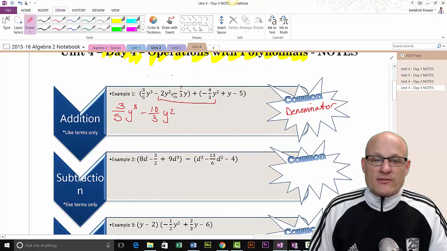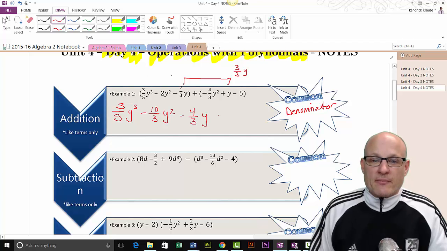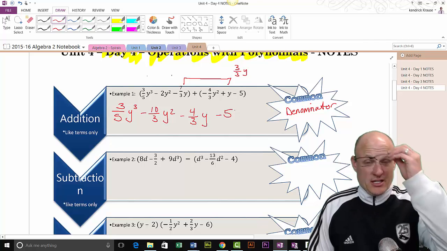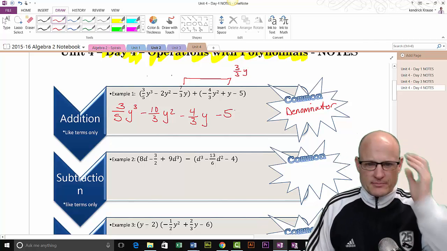Now I've got the y squareds together. Now I'm going to put the y's together. So I'll put the y's together here. -7/3 y, and this is going to be 3/3 y. So -7 plus 3 is -4/3 y, and then -5. So there's really nothing to do there. I didn't even need the parentheses there. They're sort of a moot point, didn't need them.